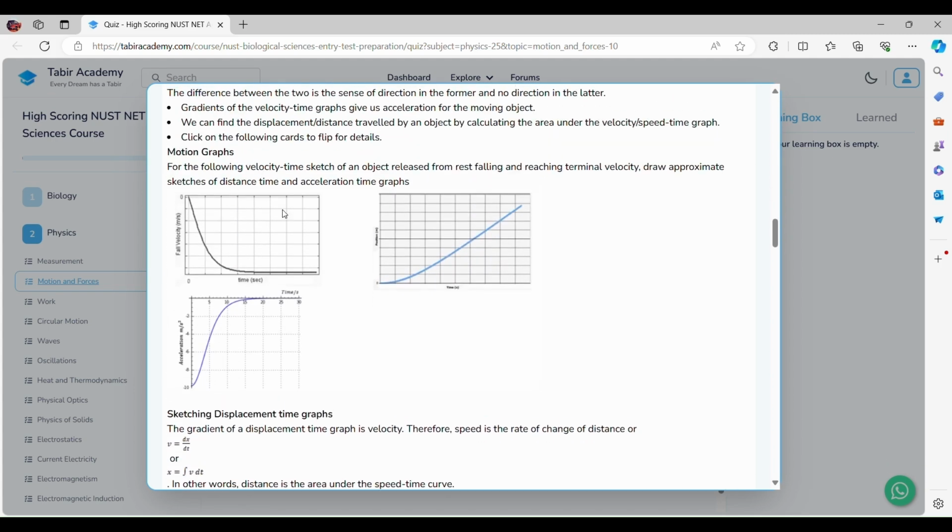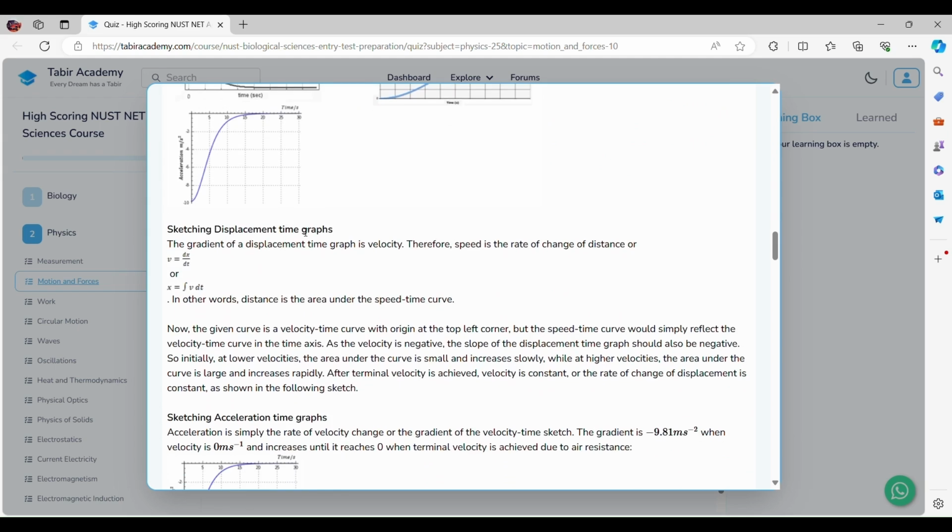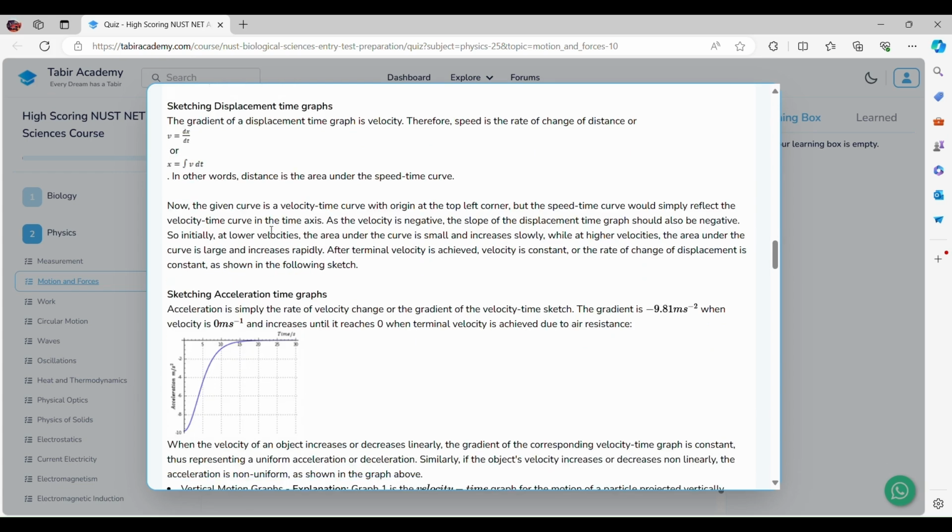These are some questions. Sketching displacement-time graphs. The gradient of a displacement-time graph is velocity. Therefore, speed is the rate of change of distance, or v equals dx over dt. x equals the integral of v dt. In other words, distance is the area under the speed-time curve, like I just explained. The given curve is a velocity-time curve with origin at the top left corner, but the speed-time curve would simply reflect the velocity-time curve in the time axis.